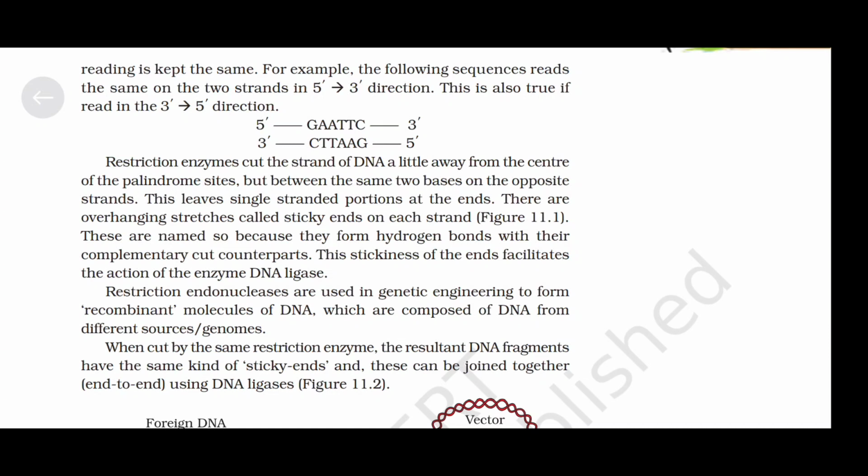Restriction enzymes cut the strand of a DNA a little away from the center of the palindrome sites, but between the same two bases on the opposite strand. This leaves single-stranded portions at the ends. There are overhanging stretches called sticky ends on each strand. These are named so because they form hydrogen bonds with their complementary cut counterparts. This stickiness of the ends facilitates the action of the enzyme DNA ligase.